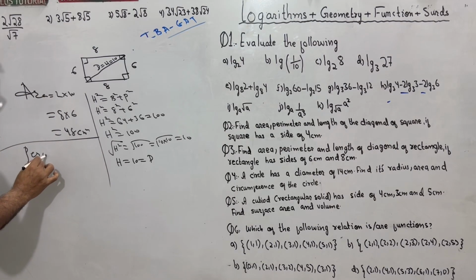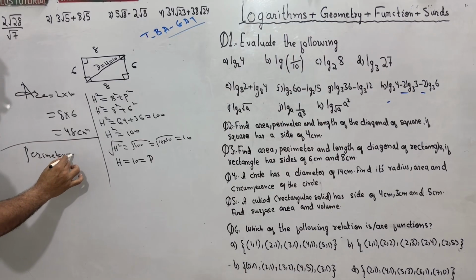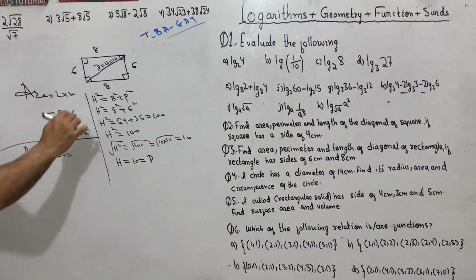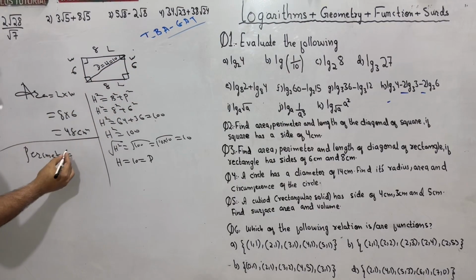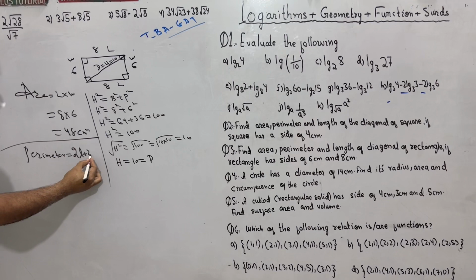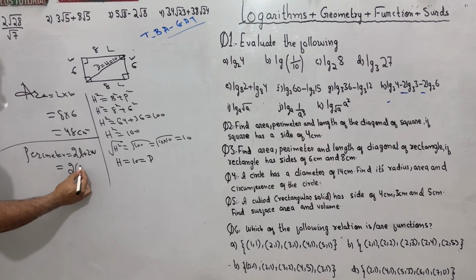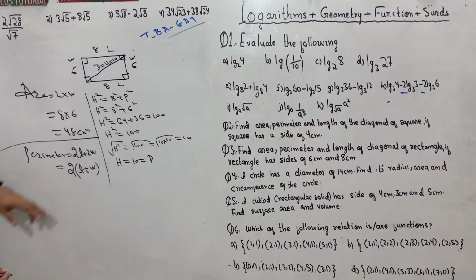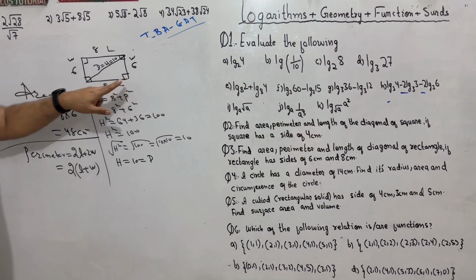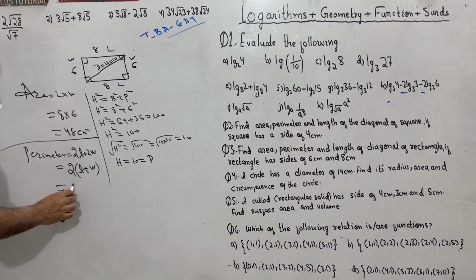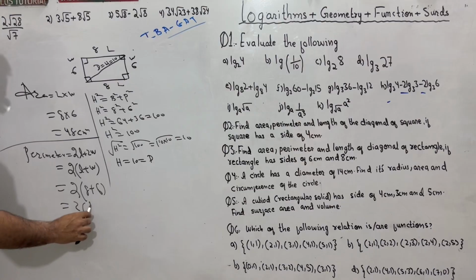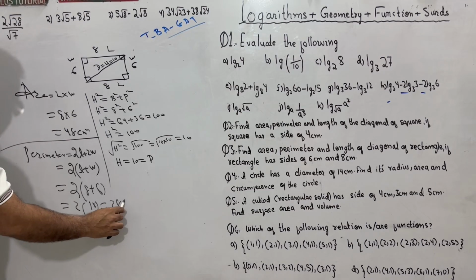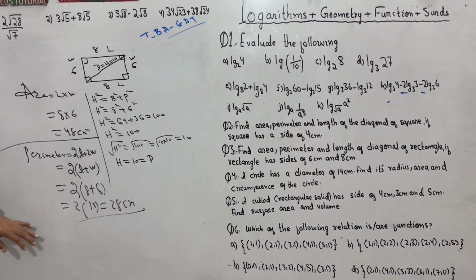What about the perimeter of a rectangle? Perimeter means sum of all sides. Look at this. If this is our L, and this is our width, it means 2 times L plus 2 times W, 2L plus 2W. One can take 2 common: 2 times L plus W. If this is length, then this is width. So 2 times 8 plus 6. 8 plus 6 is 14. 2 times 14 is 28 centimeters. So this is our perimeter.